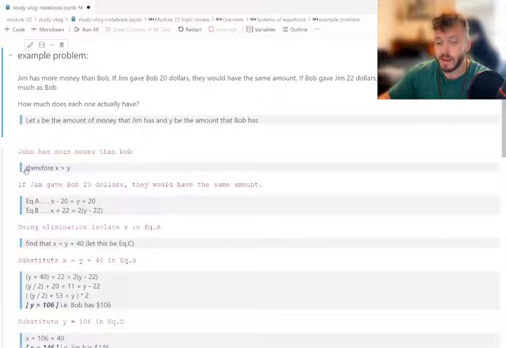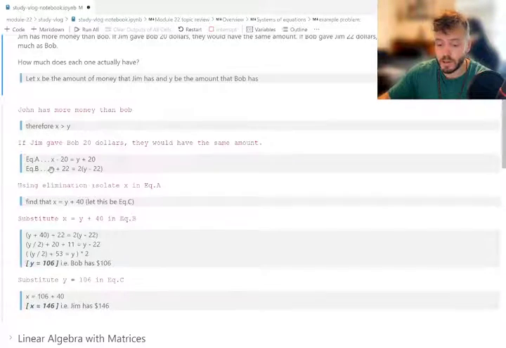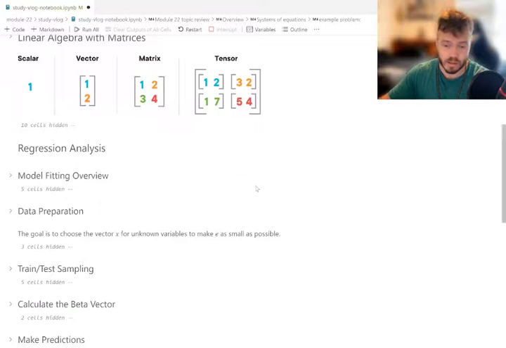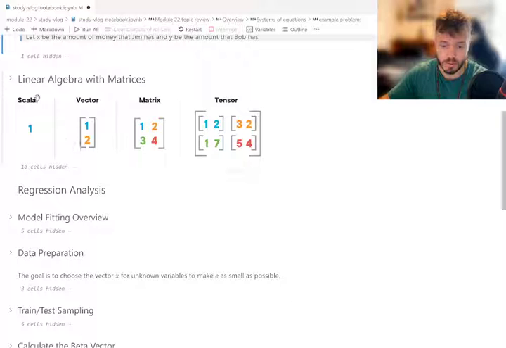So like I said, that doesn't help us solve the equation, but it does now help us ensure that we got the right answer, and we know that 146 is of course greater than 106, so x is indeed greater than y. So that's systems of equations in a nutshell, or a quick example of it.